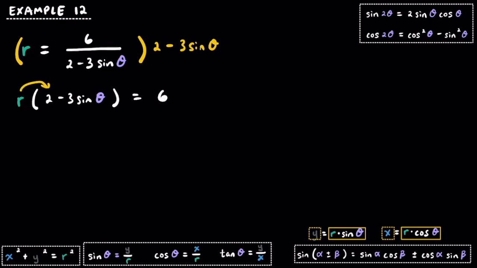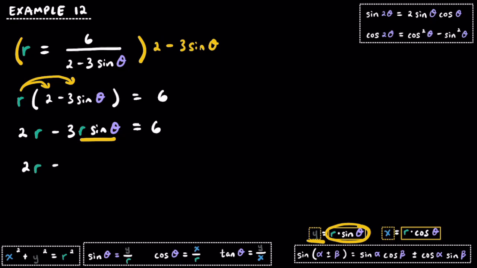By distributing this r to both terms, we can then say we have 2r minus 3 times r times sine of theta. I like that. We have the r sine of theta. That should look familiar to us, and that's equal to 6. Again, this r sine of theta should look familiar. r sine of theta is just equal to y. So making that substitution, we're going to have 2r minus 3y, and that's equal to 6.